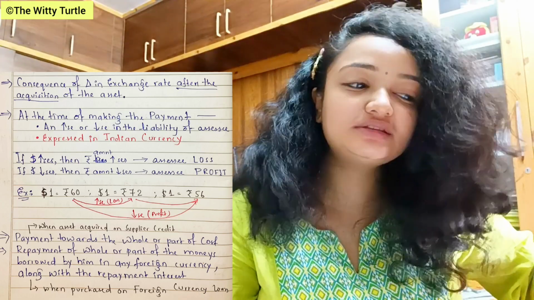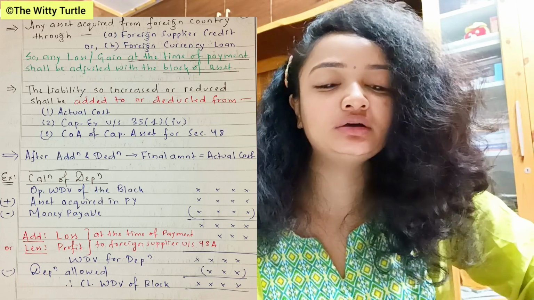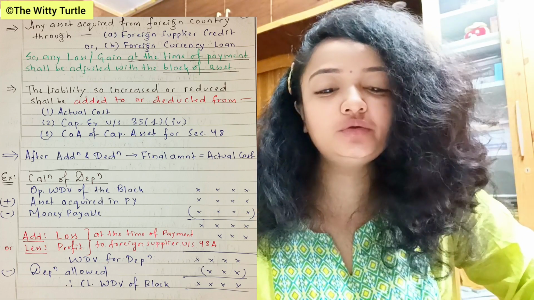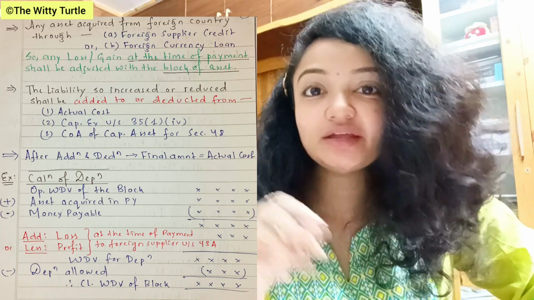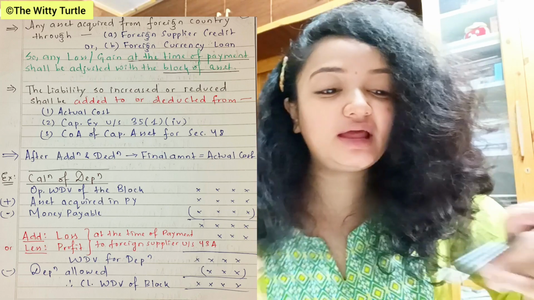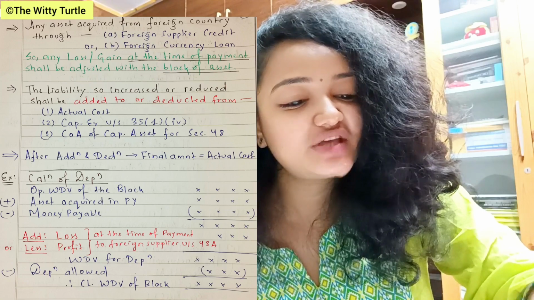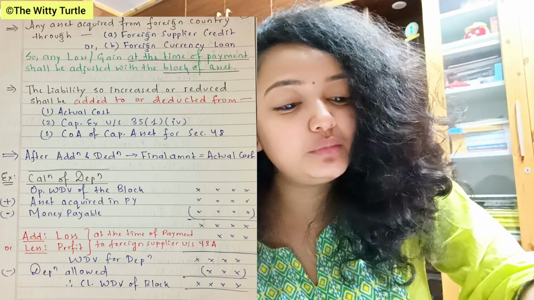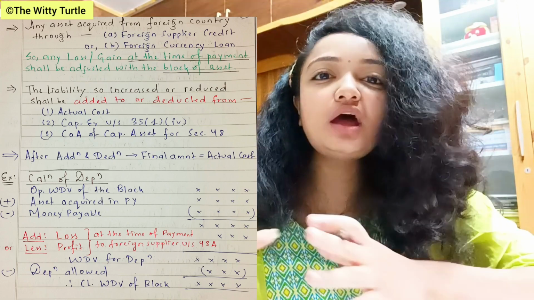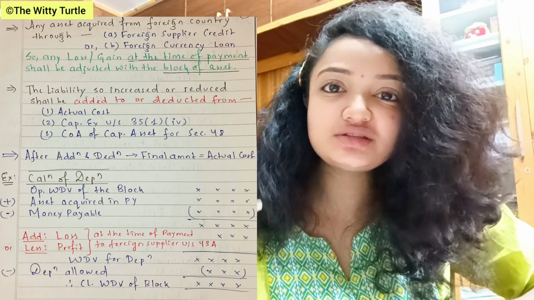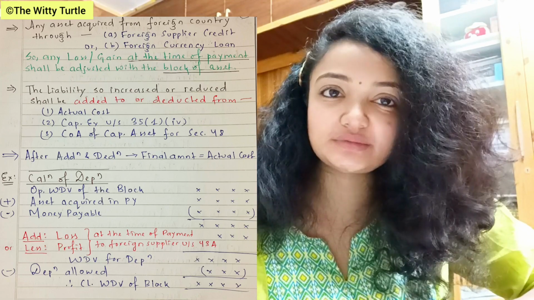So the section can be summed up like this: any asset acquired from a foreign country through foreign supplier credit or foreign currency loan, any loss or profit at the time of payment, this is also very important, at the time of payment shall be adjusted with the block of asset. It shall be adjusted with the block of asset. Now you might be thinking, where are we supposed to adjust it? So while calculating the depreciation, you have to adjust the amount in that block of asset, right?